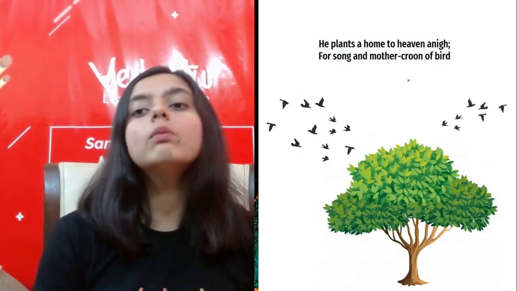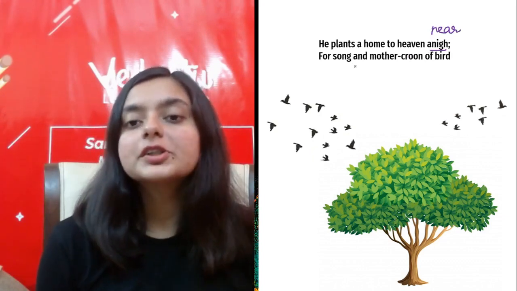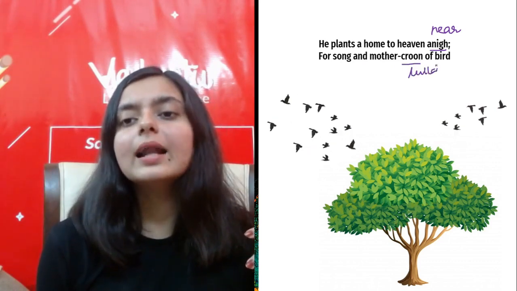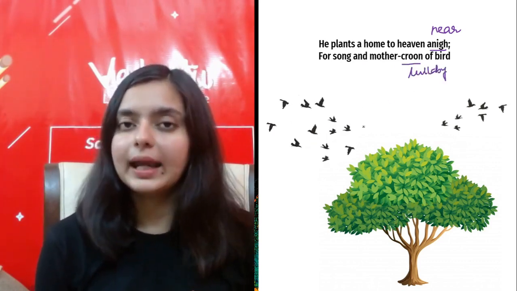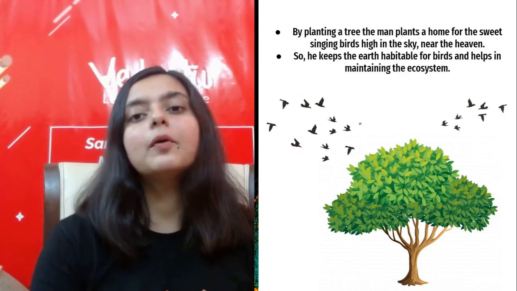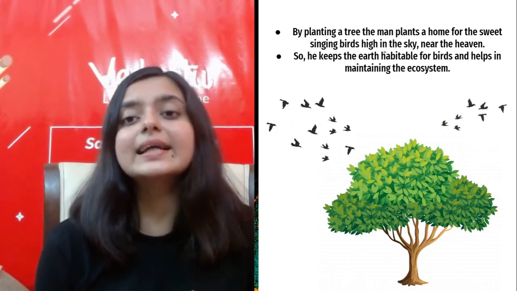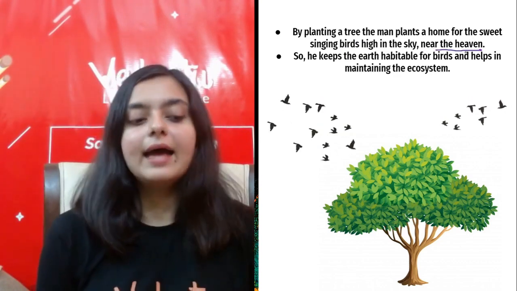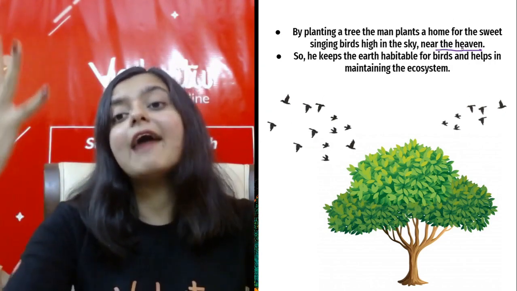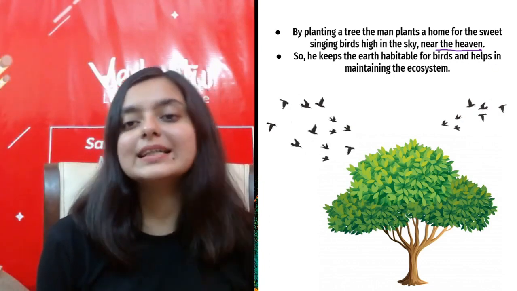He plants a home to heaven anigh. Anigh means near, for song and mother croon of bird. Croon is the soft lullaby which is sung by the mother birds to their babies to make them fall asleep. What is the poet saying? That by planting a tree, a man plants a home for the sweet singing birds in the sky near the heaven. It is as if the man who is planting a tree is bringing heaven close. He keeps the earth habitable for birds and helps maintain the ecosystem.